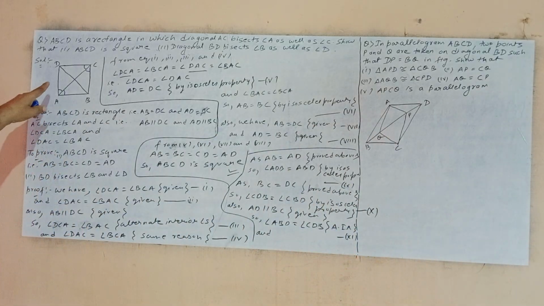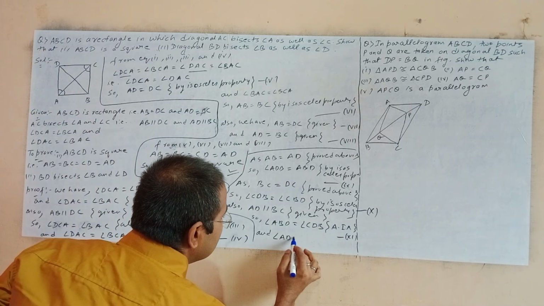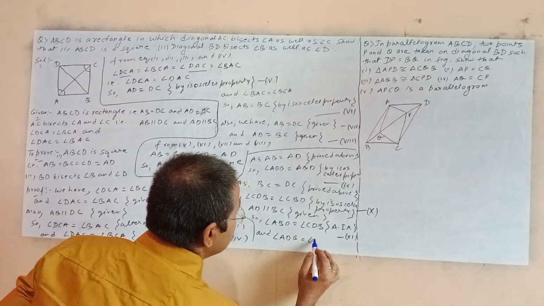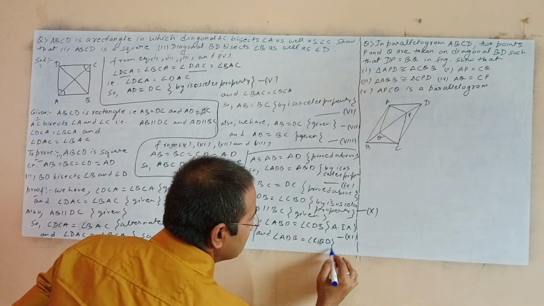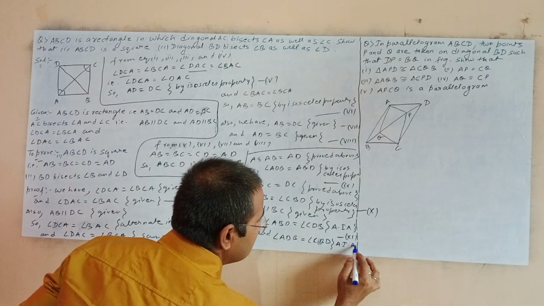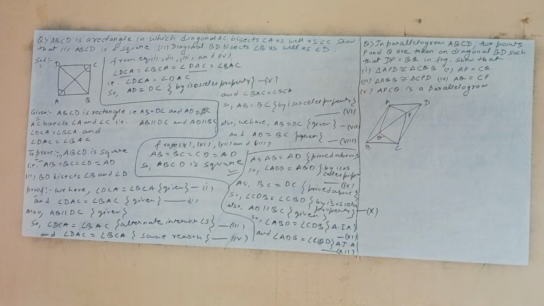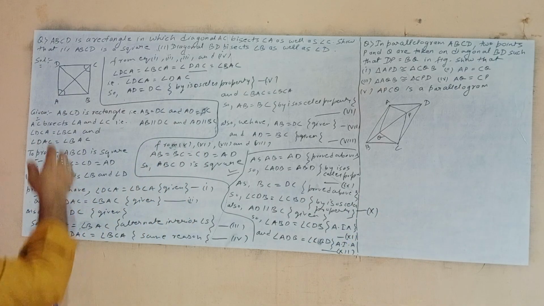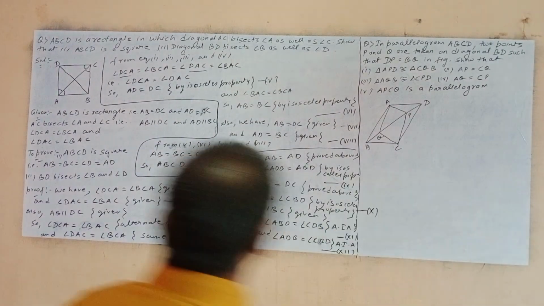And angle ADB is equal to angle CBD. Same reason, AIA, and consider it as the 12th equation. Now compare 9th, 10th, 11th, 12th. You will get that BD bisects angle B and angle D also.